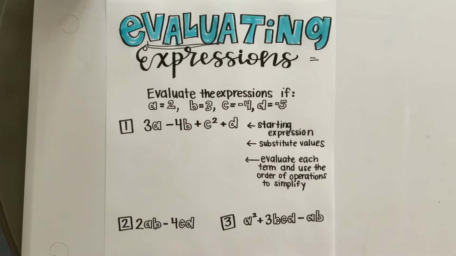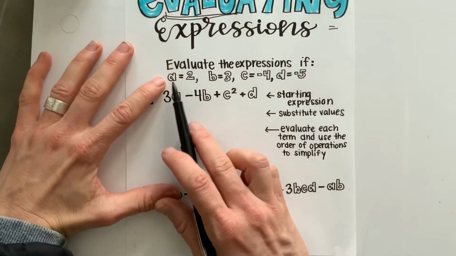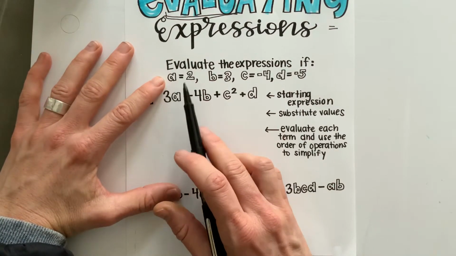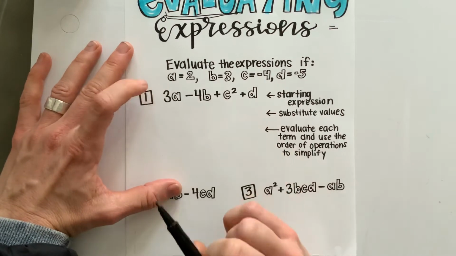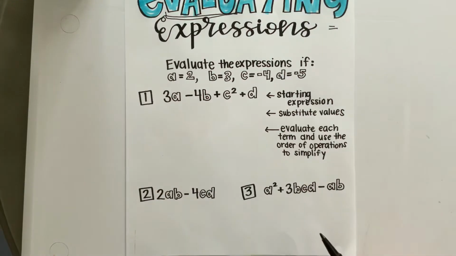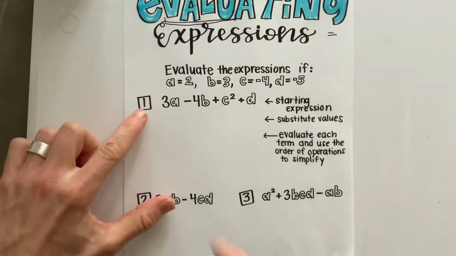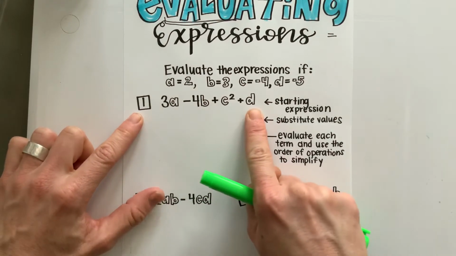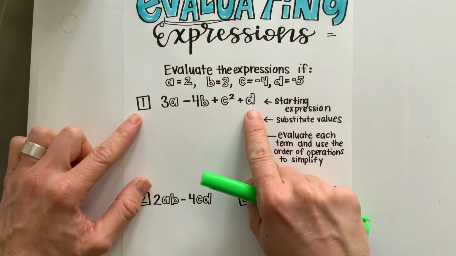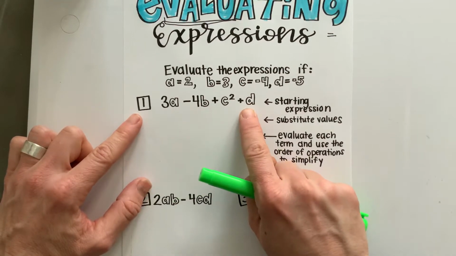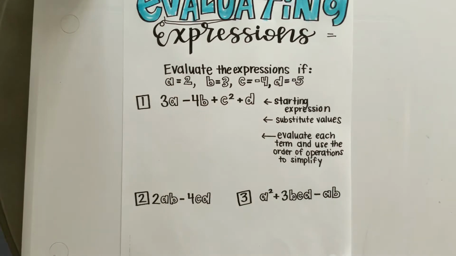So a lot of times, in a problem, they'll give you what each one of the variables is equal to. And then you use that information to substitute into the expression that's given. So in this case, they're saying evaluate the expression if. First, they're going to give you an expression. Here we have an expression with 1, 2, 3, 4 terms, and each one of those terms has a different variable. And they're telling us what each of these is equal to.